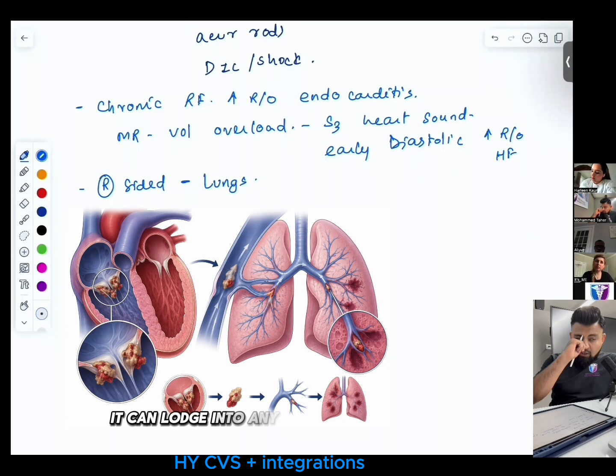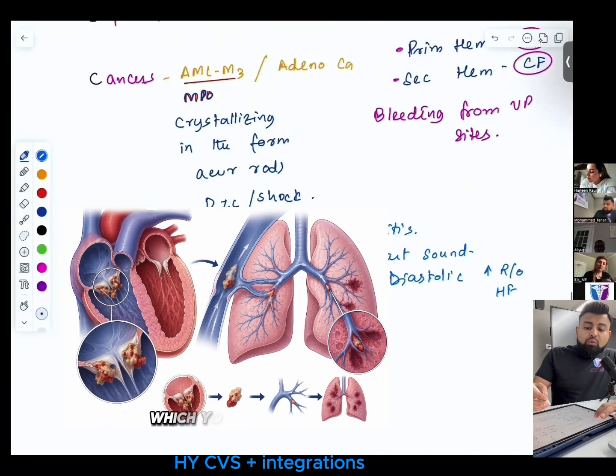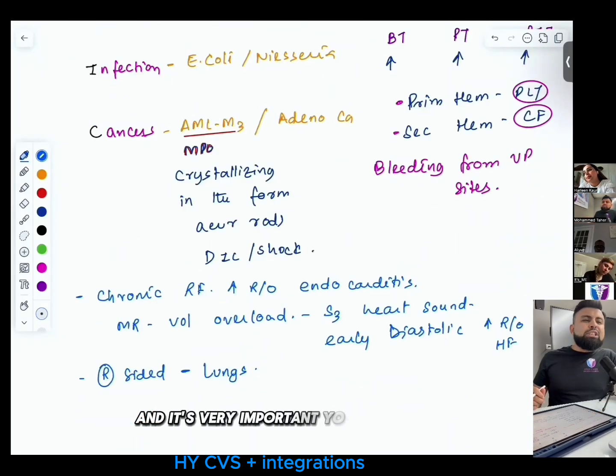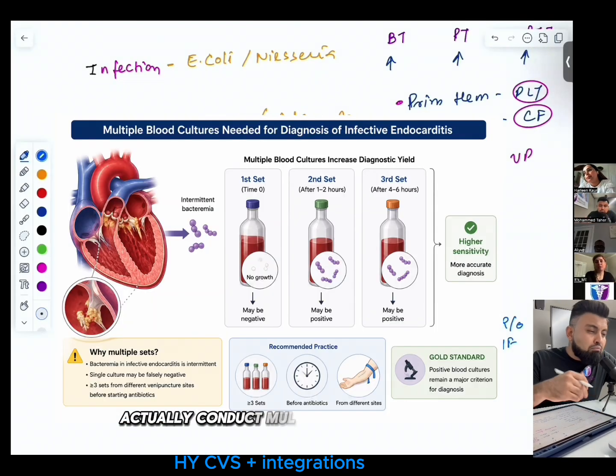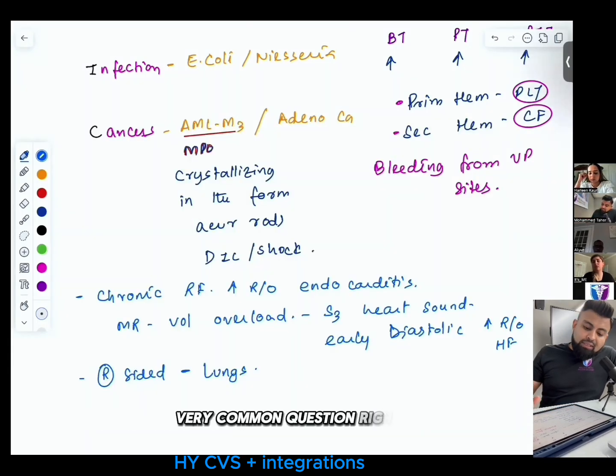It can lodge into any of those, right or left lung, doesn't matter. Whenever you talk about the diagnosis, which you will study in Step 1 and also in Step 2, it's very important that you conduct multiple blood culture samples from different sites. Very common question, right? That should do.